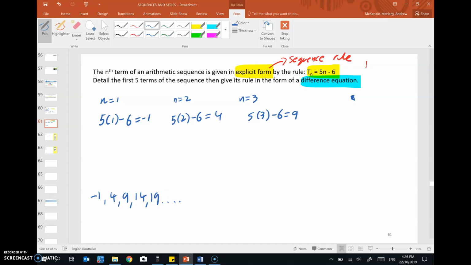Okay, so as a difference equation, how are we getting from one term to the next? We're taking the current term, Tn, and we are adding 5 to it each time. The first term in this sequence is -1. And there is our difference equation. Done.